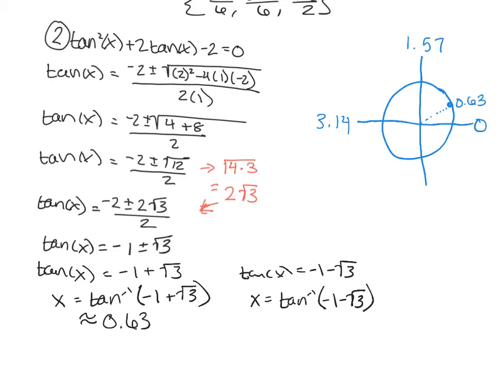That's right there, so that's 0.63. Now here's the thing. If I want to find the other answer to this, remember tangent is sine over cosine, or your y value over your x value. So in this case, if we're getting something here, where my x and y are positive, positive over positive has to be positive.